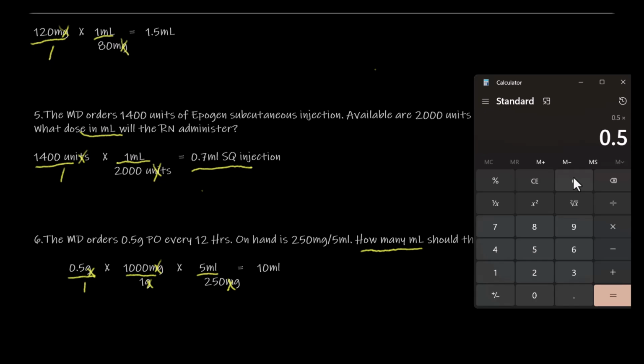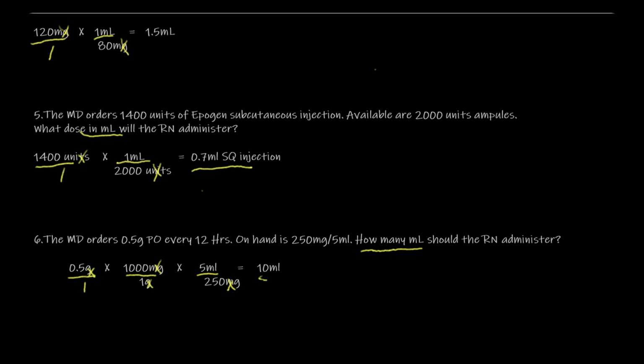0.5 times 1,000 times 5 gives us 2,500 divided by 250. Our answer is 10 mLs. Remember, we're always working diagonally and cross-canceling the units that we no longer need.